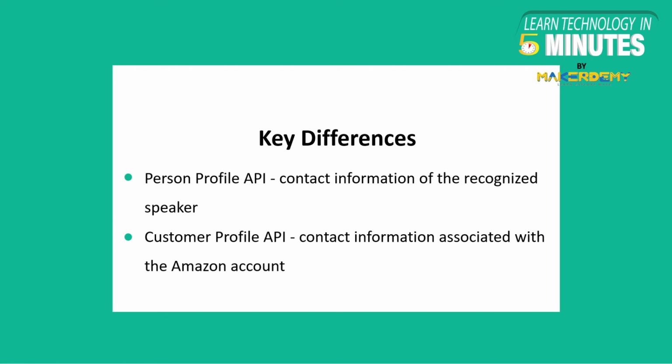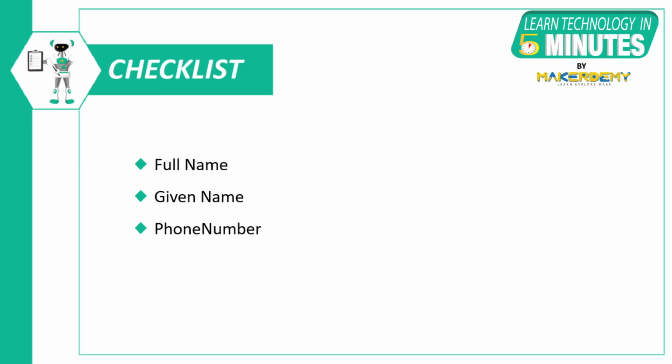Let's now look at the difference between Person Profile API and Customer Profile API. The Person Profile API returns the contact information of the recognized speaker who is interacting with the Alexa device. In contrast, the Customer Profile API returns the contact information associated with the Amazon account to which the device is registered. The other difference is the Customer Profile API includes an email address with the returned information, but the Person Profile API does not.